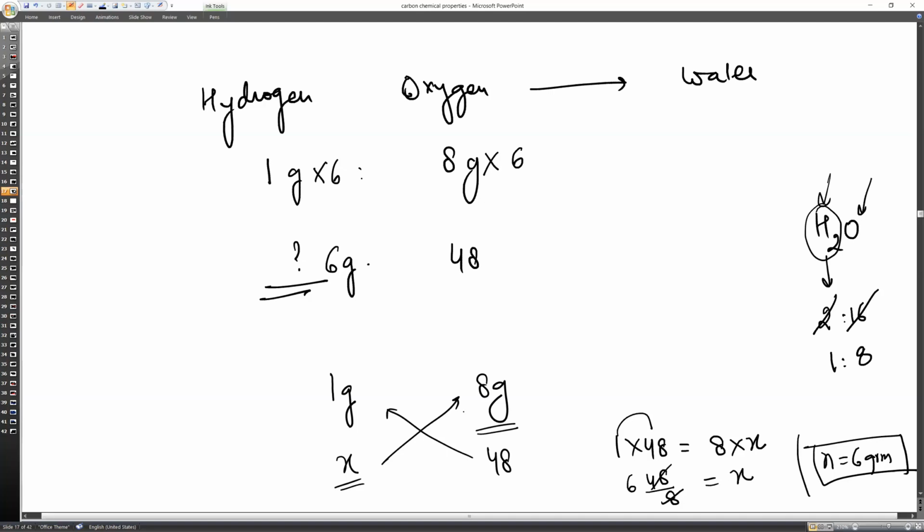Yes. And how many grams of water will be formed? So this you have used 6. So 6 plus 48, you will get 54. Okay, so 54 grams of water will be formed.